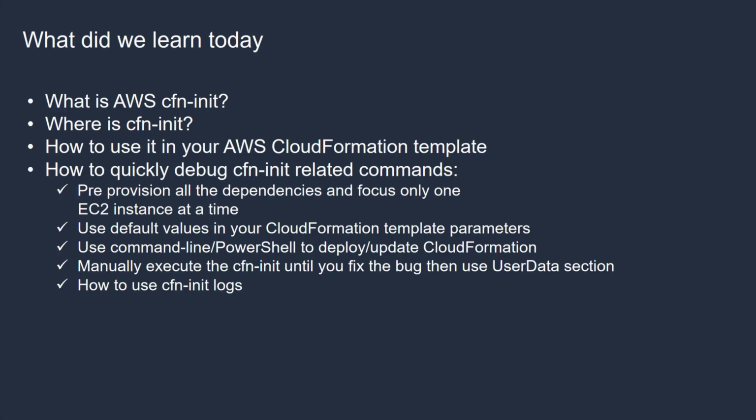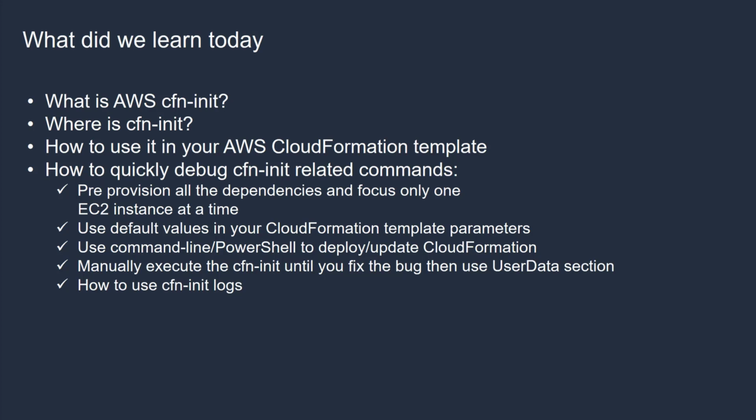So what did we learn today? We learned what cfn-init is, where to find it, and how to use it in your CloudFormation template. But these are obvious things. You can find it clearly in AWS documentation. More importantly, we spent our time learning how to improve productivity when you are developing CloudFormation templates with cfn-init. Some of the tips I discussed are how to pre-provision all the dependencies related to an EC2 instance and focus only on one EC2 instance at a time. That will help you to quickly debug EC2 instance related artifacts.